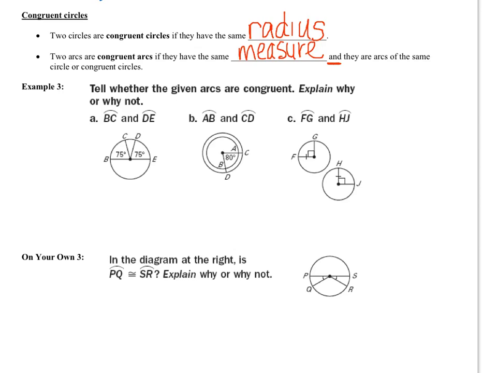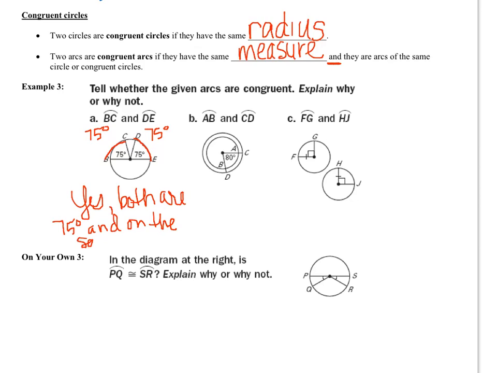Example 3 says tell whether the given arcs are congruent, and explain why or why not. A says arc BC and arc DE. Arc BC is right here, that's 75 degrees. Arc DE is right here, that's 75 degrees. So they're congruent and they're on the same circle. So yes, the two arcs are congruent. Both are 75 degrees and on the same circle.